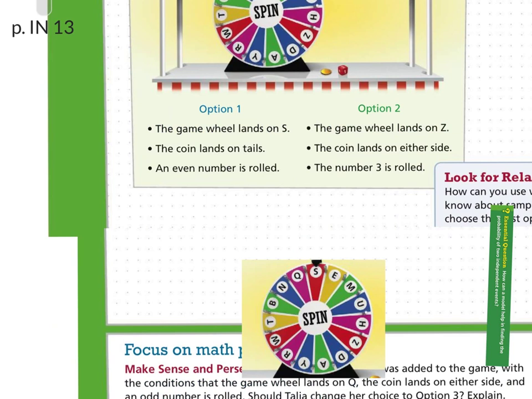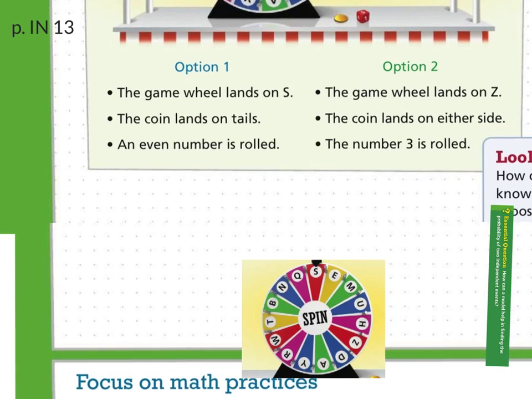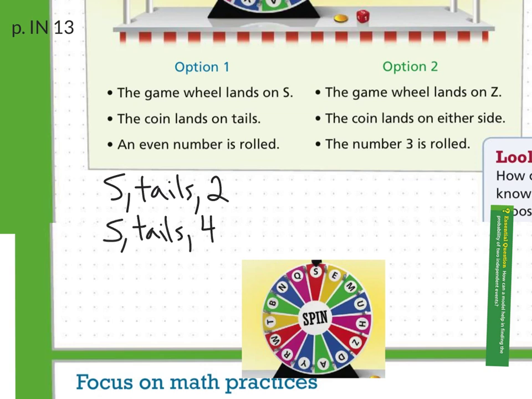So we could do a tree diagram of looking at all the different possibilities. Let's just look at what the different ways are that we could win here. So for option 1, one way we could win would be S, tails, and a 2. Another option would be S, tails, and a 4. Another option would be S, tails, and a 6. Those are the only 3 different ways that we could win for option 1.